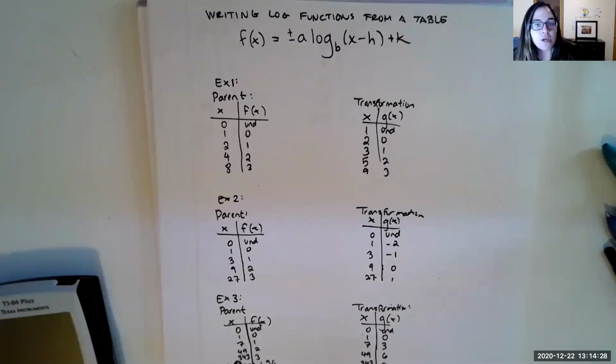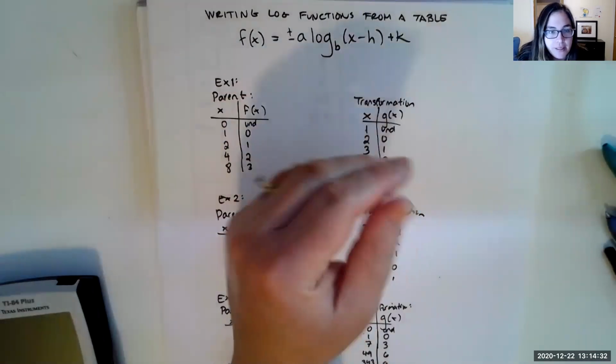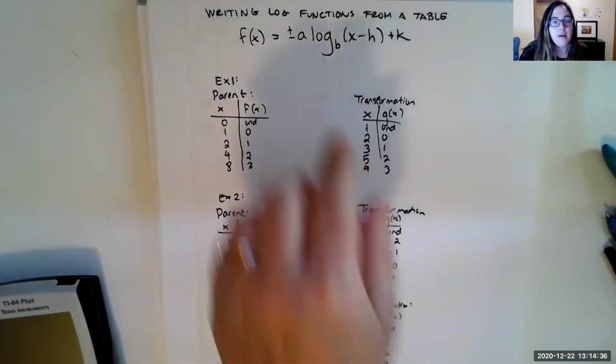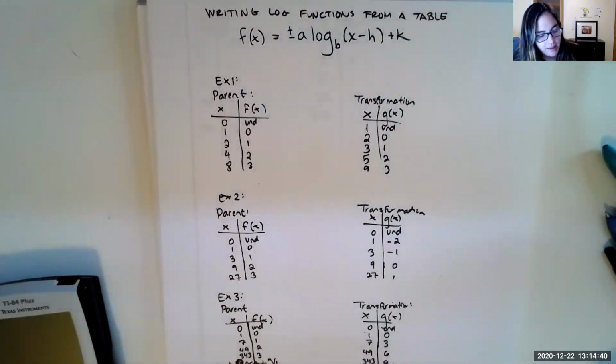Hi everyone, in this video we're going to learn how to write log functions, logarithmic functions from a table. So let's go ahead and get started. Our classic log function transformation pattern is going to basically follow this pattern: plus or minus a log base b of x minus h, plus k.